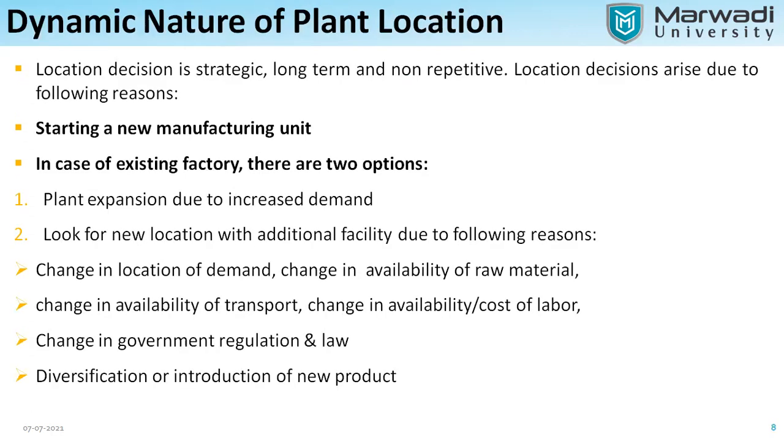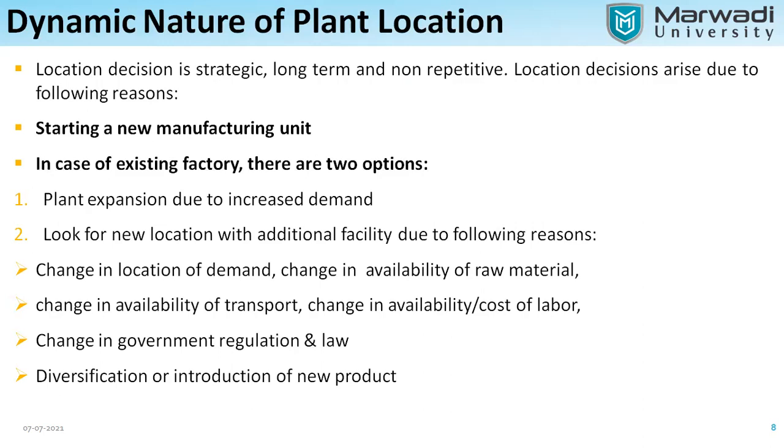So based on this, you have the dynamic nature of plant location. Location decision is strategic, long-term and non-repetitive in nature. Location decisions arise due to the following reasons: starting a new manufacturing unit. And in the case of an existing factory, there are two options: first, plant expansion due to increased demand, and second, looking for a new location with additional facility due to the following reasons.